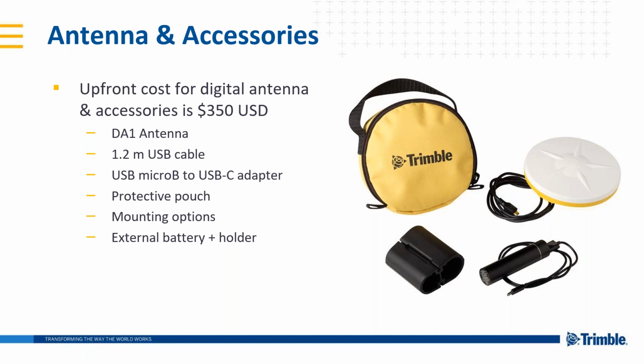The antenna kit includes the antenna, of course, and then the cable that connects to the phone with an adapter as well, depending on the connector that's in your particular Android device. It comes in a fabric protective pouch, and then there are some different options to mount the antenna, as I'll show you on the next slide. And then to extend the life of the system in the field, it also includes an external battery and a holder for that battery as well.